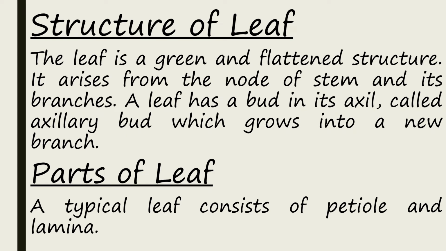Structure of leaf. The leaf is a green and flattened structure. It arises from the node of stem and its branches. A leaf has a bud in its axil called axillary bud, which grows into a new branch. Parts of leaf. A typical leaf consists of petiole and lamina.